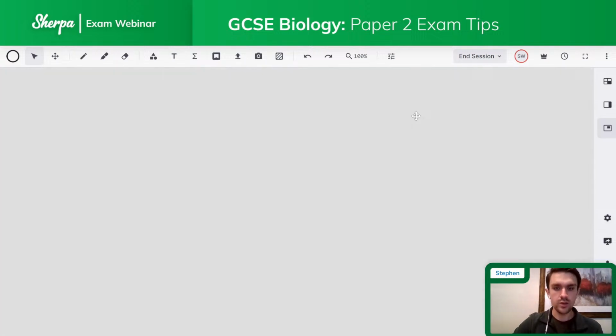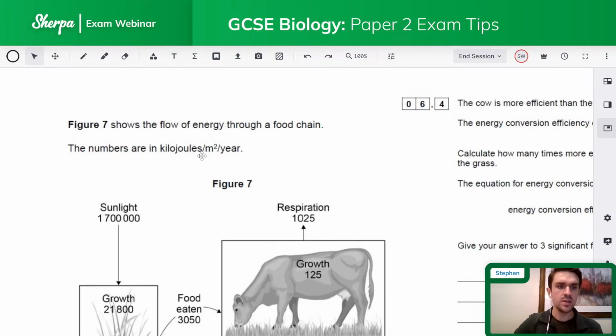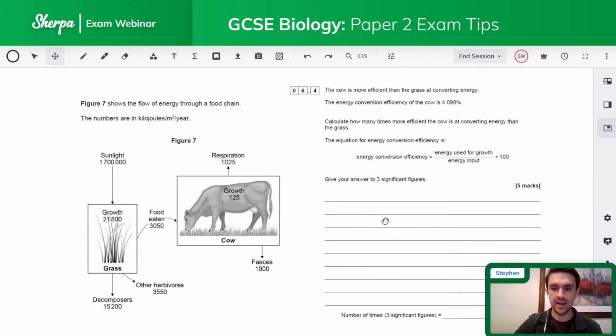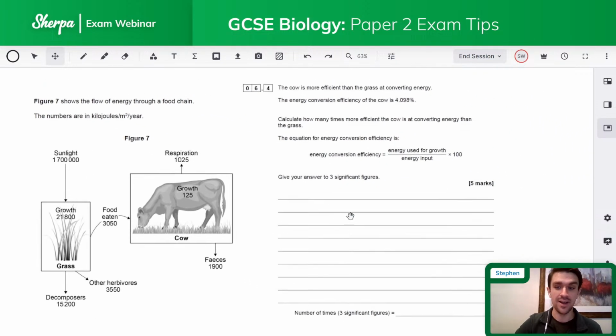Fantastic. Right, so moving to a slightly trickier question then. Here we've got a question that goes on about food chains, and we have a very scary looking 5-mark maths question that we're going to tackle. Figure 7 here shows the flow of energy through a food chain. The numbers are in kilojoules per meter squared per year.